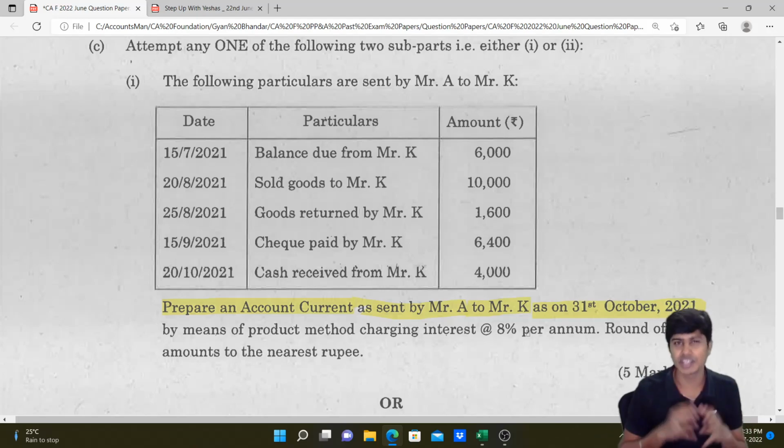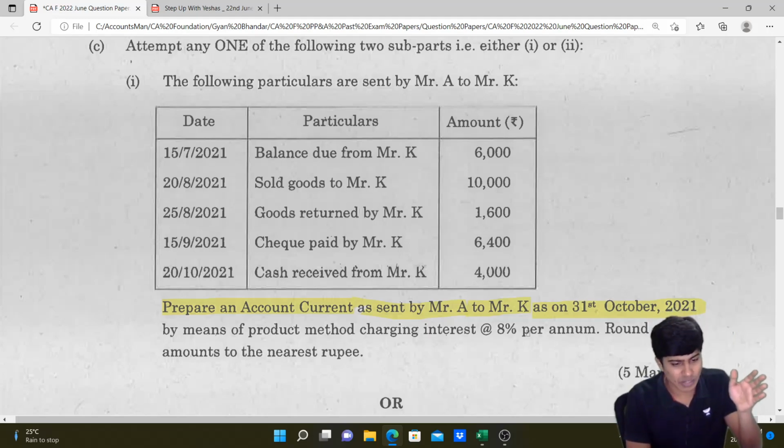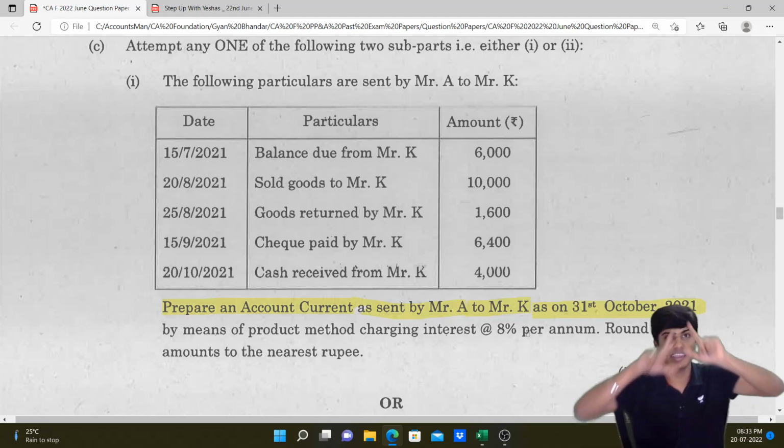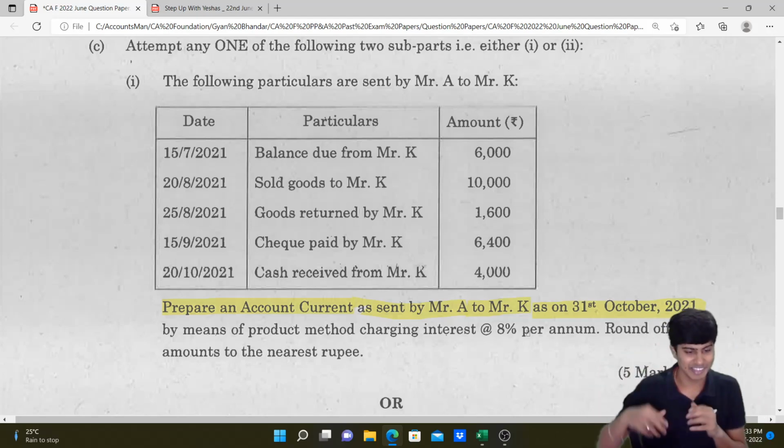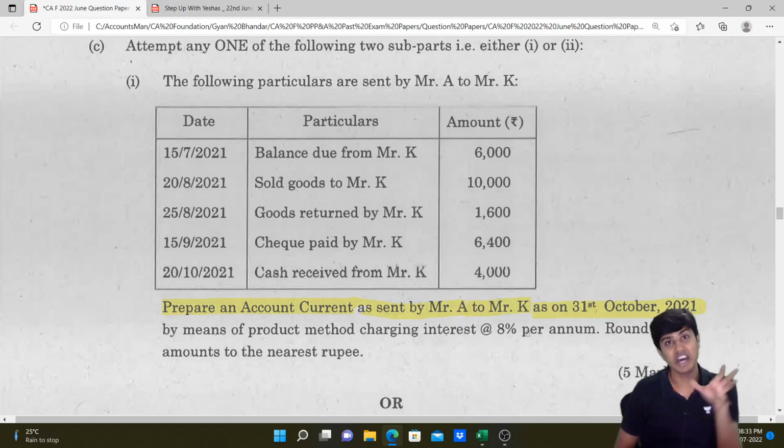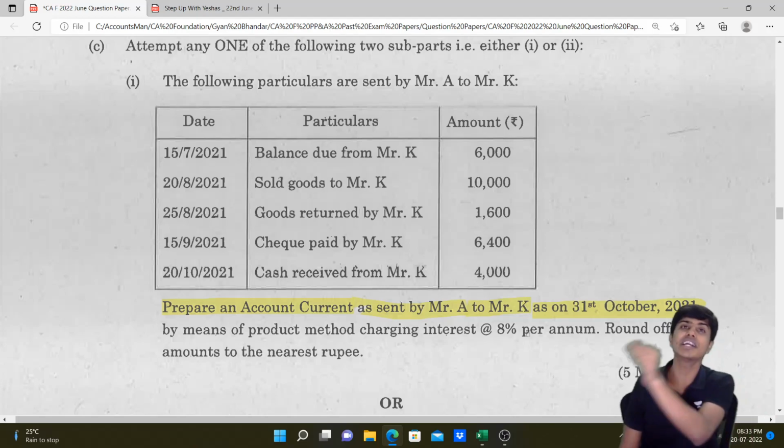In the books of Mr. K. Mr. A in accounts, sorry, in the books of Mr. A. Mr. K in account current with A. Karan, Arjun. Yeah, in the books of Arjun. Karan in account current with Arjun.